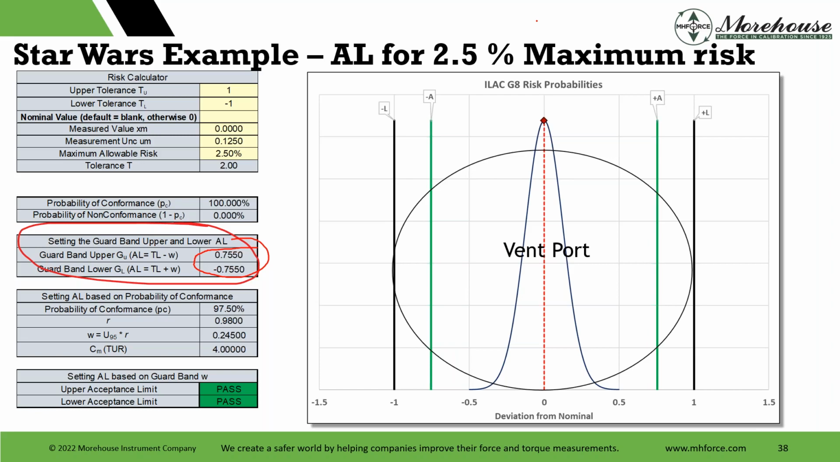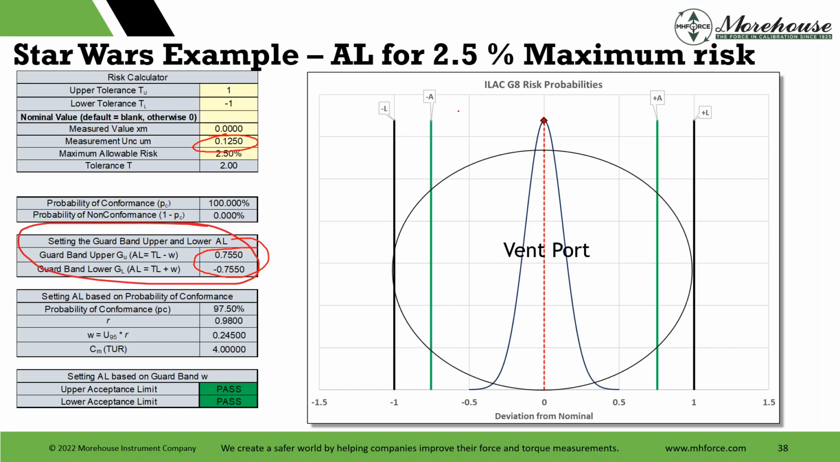So that's it. We want to sink the shot. We want to destroy the Death Star. We know our measurement uncertainty. We can calculate that pretty easily by looking at our proton torpedo. We can say, hey, it measures 0.5. I need half of that to go in the hole, so just a quick analysis, 0.125. We're saying the maximum allowable risk is 2.5%. That's what we're good with. That's probability of conformance. Calculated everything out, and we have our acceptance limit, and we have our tolerance limits. We have the vent port. All is good if that shot is between negative 0.7550 and plus 0.7550.